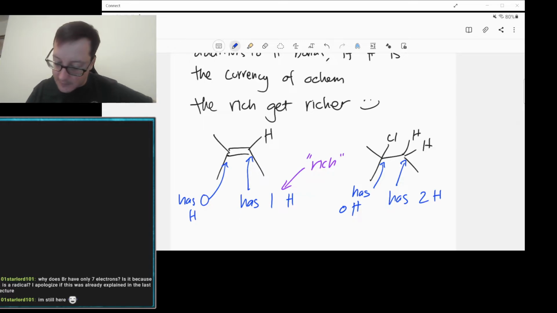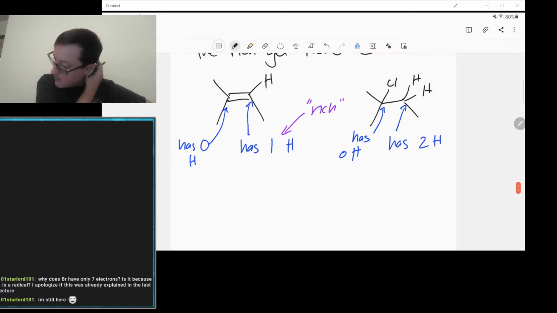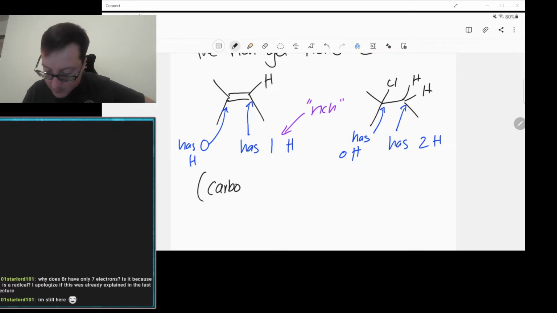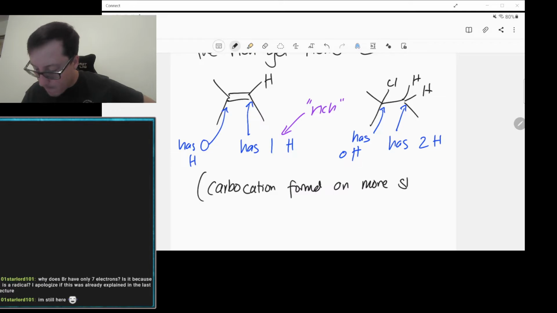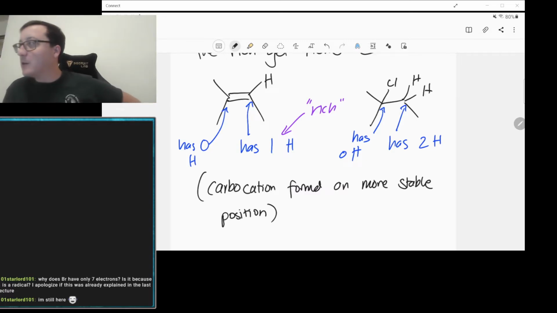All right, and the reason for this, economics aside, is the carbocation that's formed on a more stable position. We can say it in those terms, right? So it's a nice mnemonic. The rich get richer. Whoever has the most hydrogens gets more hydrogens when we're looking at additions to alkenes.